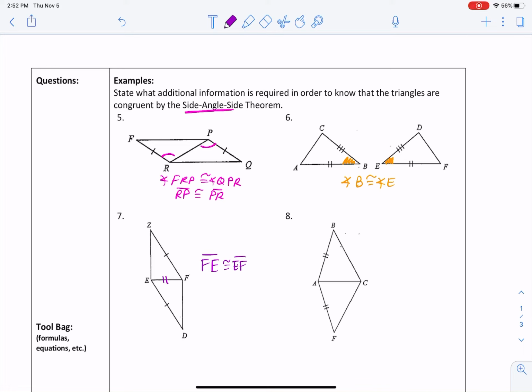Then I need to use this angle because it's between the 1 and the 2 hatch side, and this angle because it's between the 1 and the 2. So that's angle ZFE needs to be congruent to angle DEF before I can use side, angle, side as my postulate.